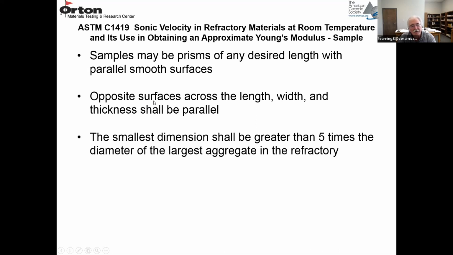Well, I guess I just said it. Opposite surfaces across, whether you're doing a length, width, or thickness measurement, have to be parallel. And the sample size is important. The smallest dimension of the sample should be about 5 times bigger than the diameter of the largest aggregate in a refractory. Most refractories probably have larger aggregates of about 1/4 inch. So a sample at least 1 inch or 2 inches in cross section and length will be adequate for this test.